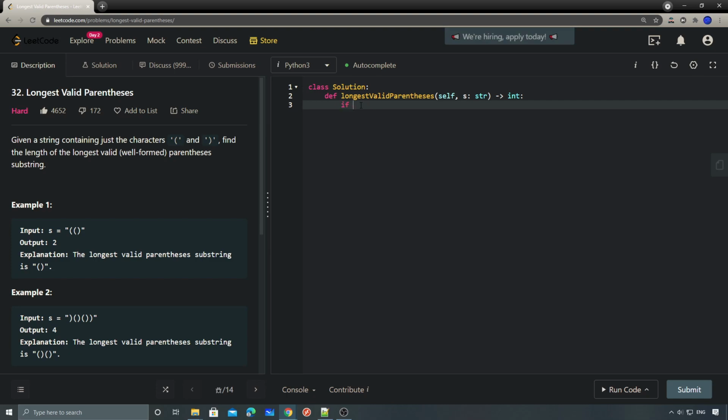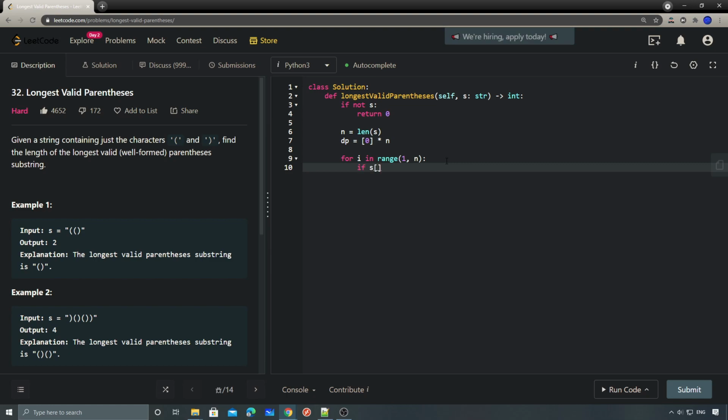If not s, we return 0. Else we have the length equal to len(s), and then we have a dp array. At the beginning, every place is 0. We don't need the answer variable in this case. So for i in range(1, n), because we start from the second one, since we need at least 2 parentheses to form a valid pair.